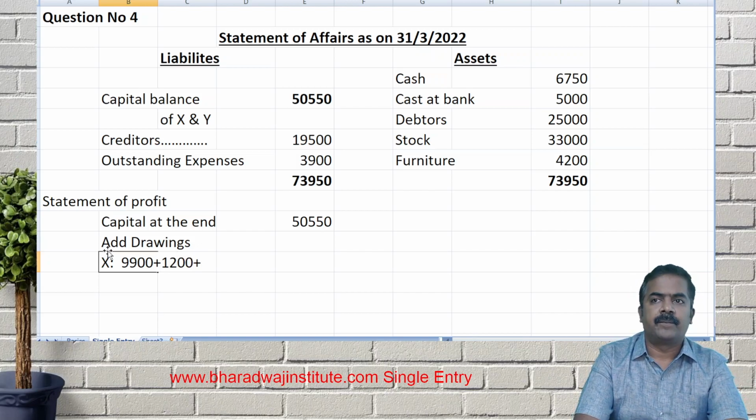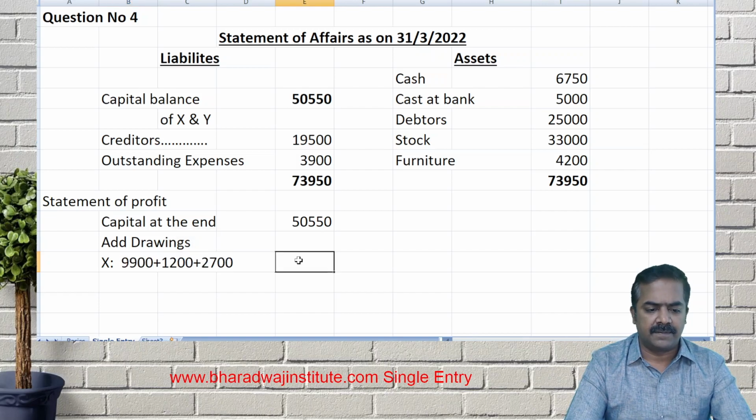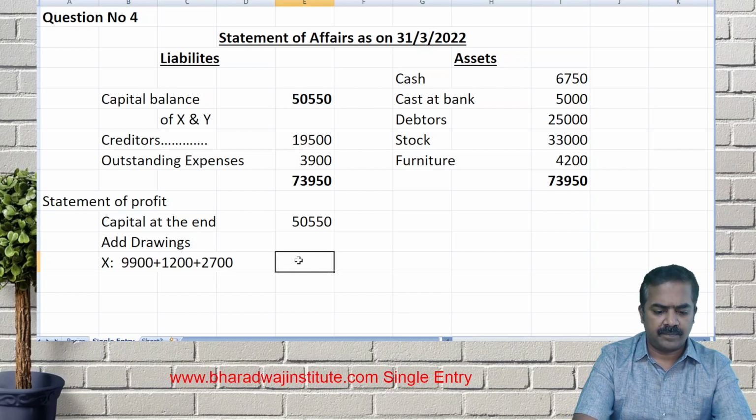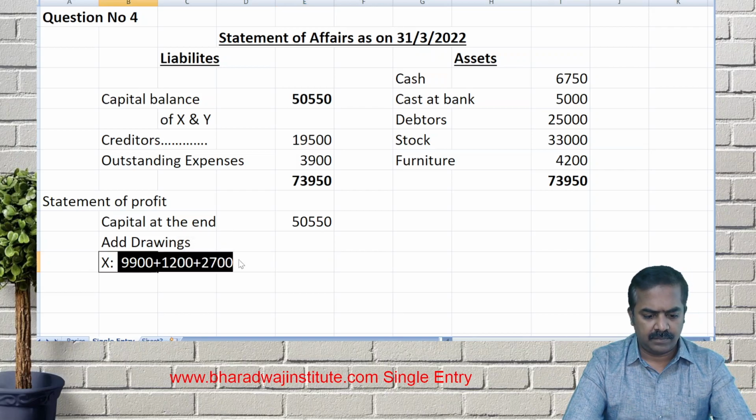Plus the sales he has done and retained himself. Cash, goods and the sales he has retained himself. How much? 2,700. Total, 13,800.